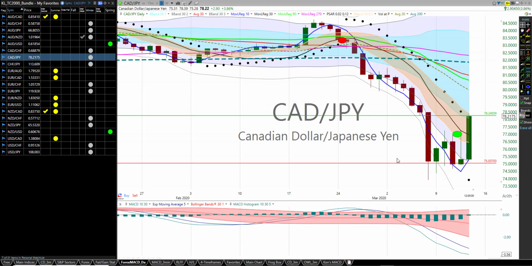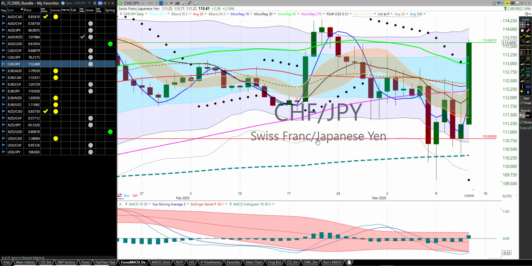Canadian dollar, Japanese yen, same thing. Another shooting star with a long bullish candle going up with the PSAR flip. So we went ahead and did a buy on this currency. Swiss franc, Japanese yen, same thing. The rules: north of the RL10 we had a green candle, PSAR flip, and it looks like the MACD 1030 is also going to roll over.